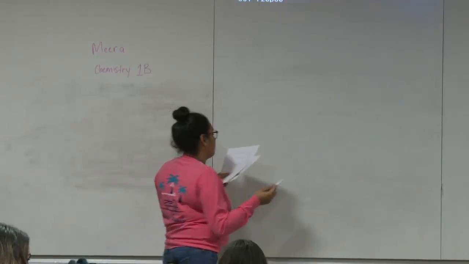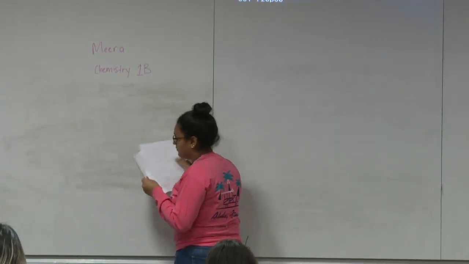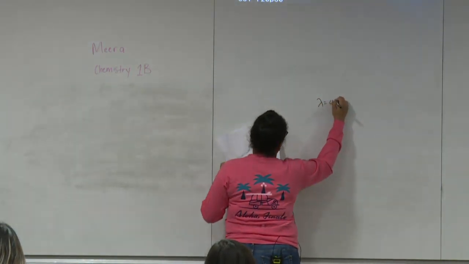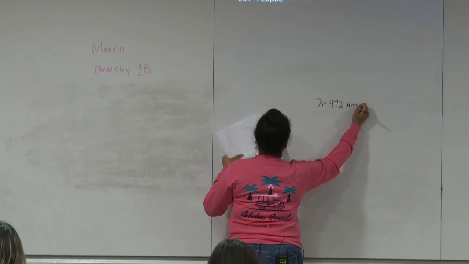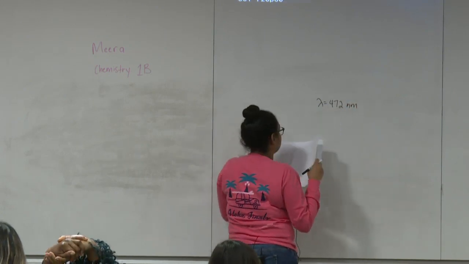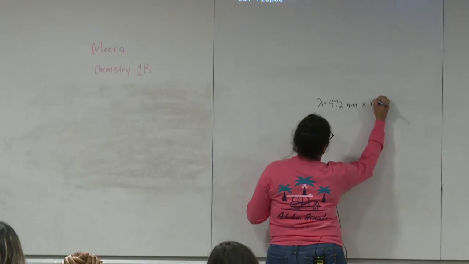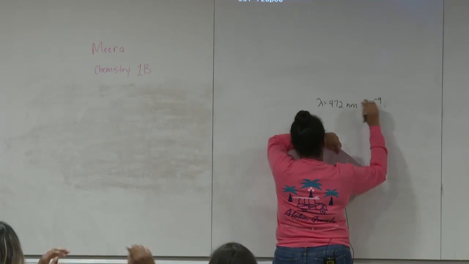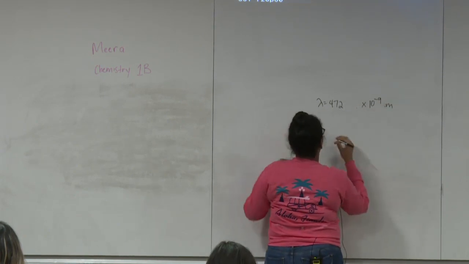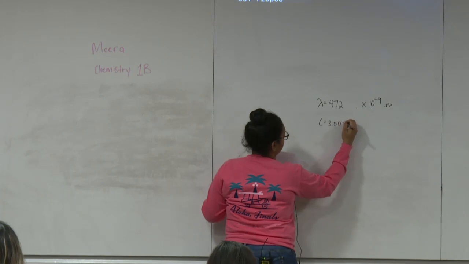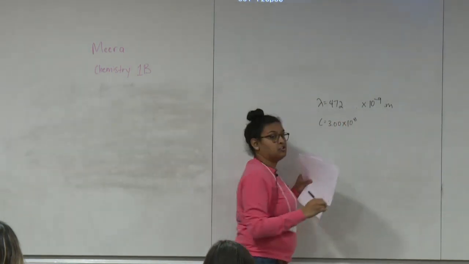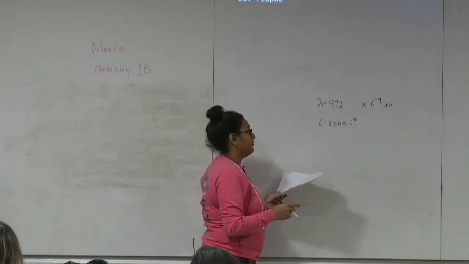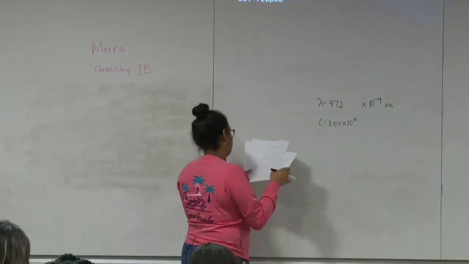So they have given us a wavelength of 472 nanometers. We want to change that to meters because speed of light is given in meters. Whenever I do scientific notation in my calculator, I always get the wrong exponent. Use parentheses in your calculator. Whole thing, like parentheses 3 times 10 to the 8th parentheses. I'll write it out.